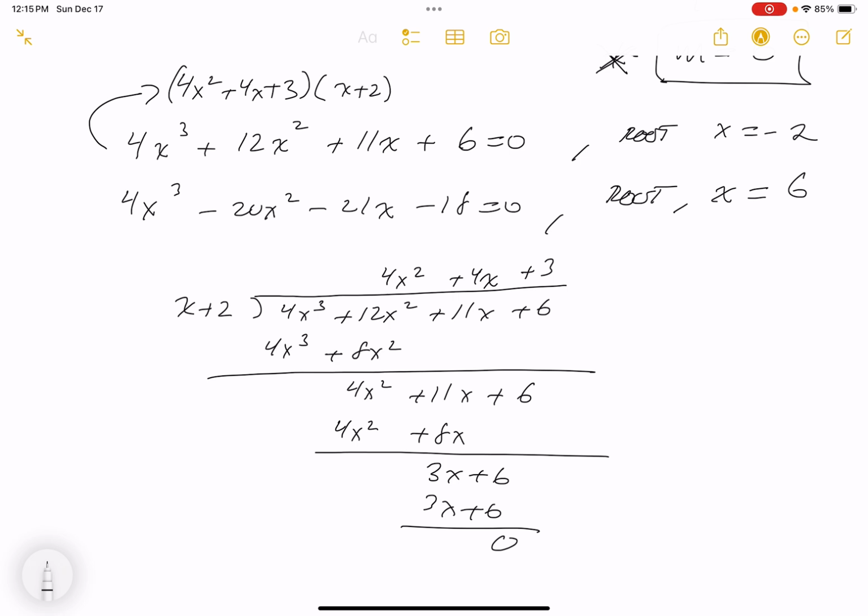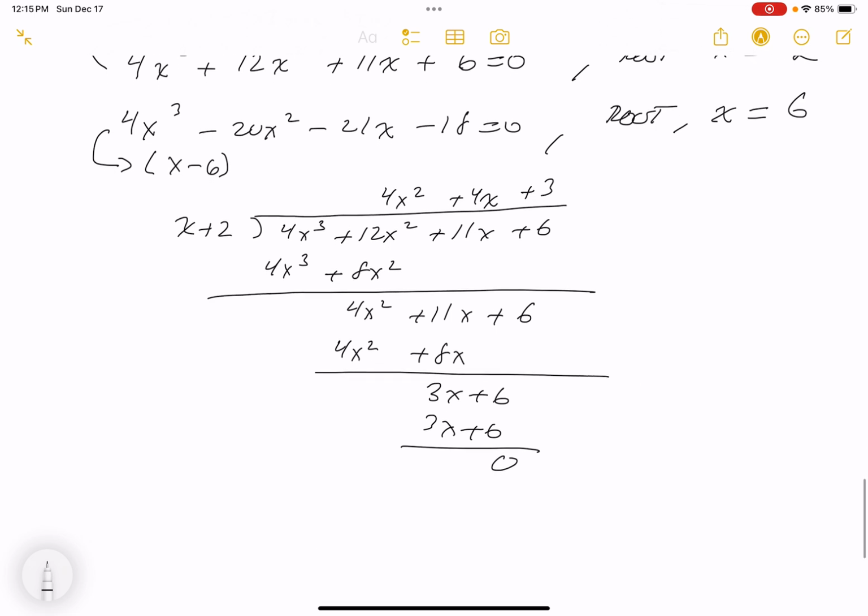I'm going to do the other guy. And what do I know about this over here? This is going to be x minus 6. I'm going to do another long division, by the way. x minus 6. And you get 4x cubed minus 20x squared minus 21x minus 18. And again, I'm hoping this is going to go pretty smoothly, by the way. Otherwise, I made an error somewhere.